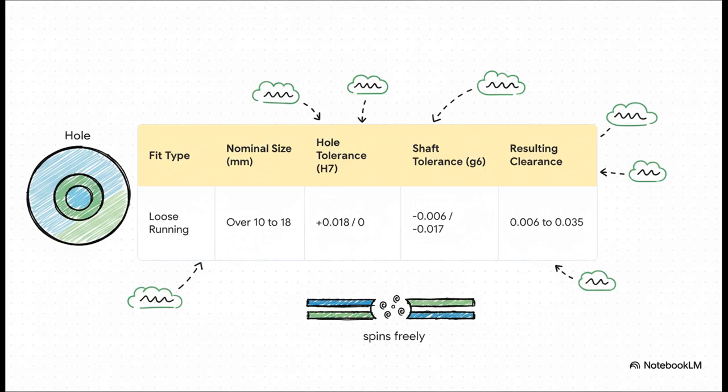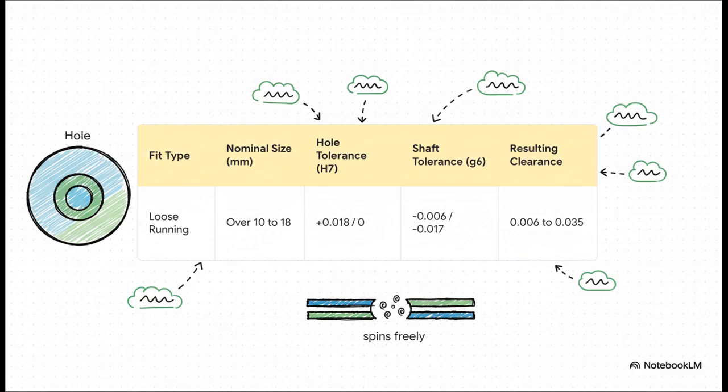It means the hole can be up to 18 thousandths of a millimeter too big, but no smaller. And the shaft, it has to be between 6 and 17 thousandths of a millimeter too small. By following these rules, you guarantee there will always be a tiny gap, a clearance of between 6 and 35 microns. It's guaranteed to spin freely.